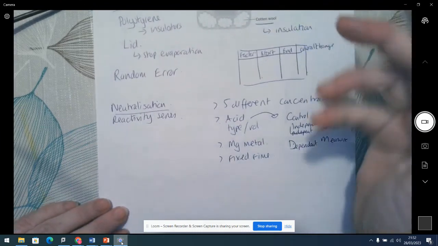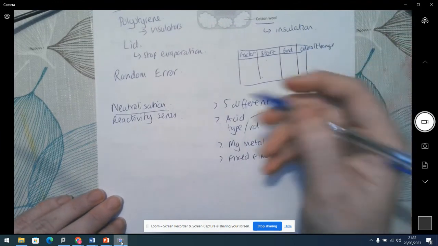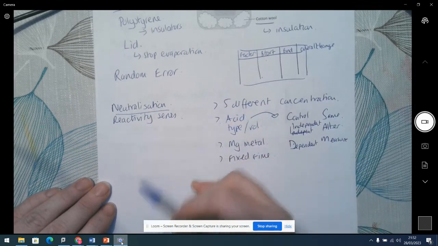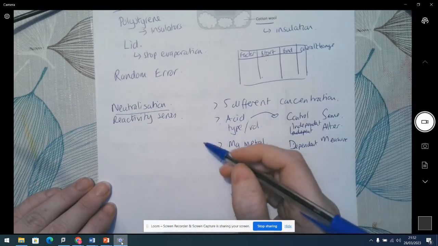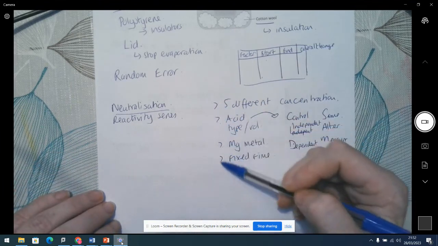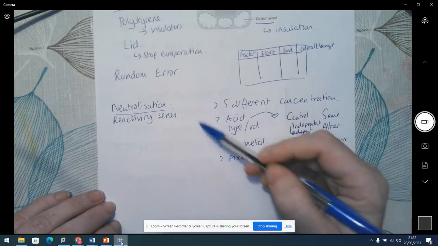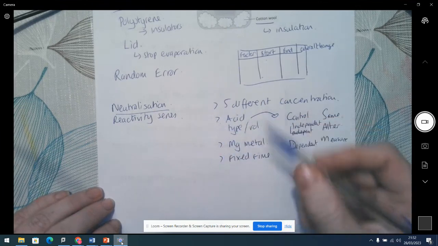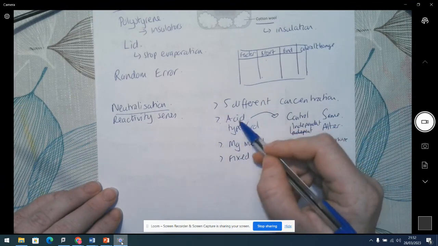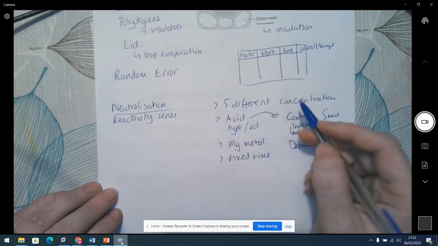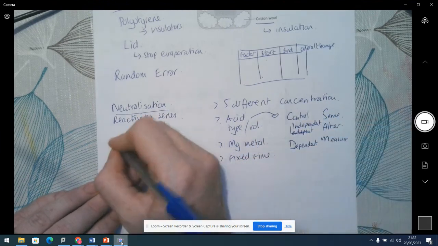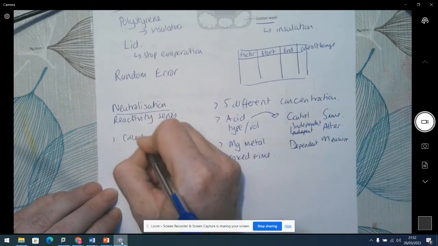So what are you generally expected to do? You need to be able to write a method. I would do this as bullet points, and I think it's important that you're brave enough to do that, because it just helps you lay it out. I would always do it as bullet points and then go back and number it afterwards, so you've got it in the correct order. So if I wanted to investigate the different concentrations of acid and how that affected the amount of energy given out in the reaction, I would have, first of all, collect equipment.